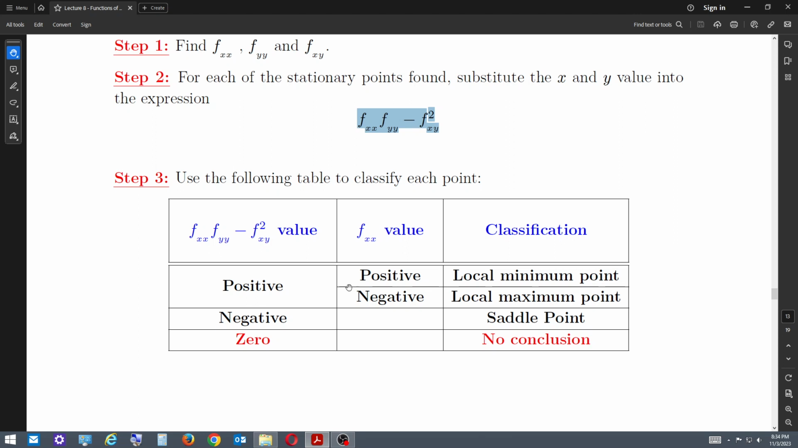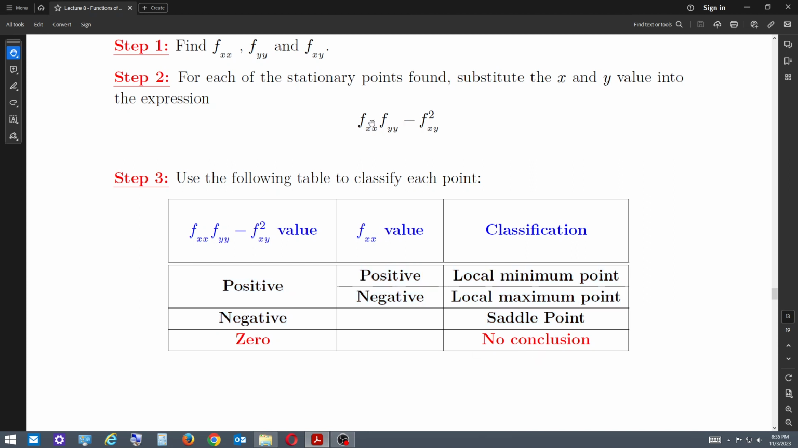So if for whatever reason this value works out to be zero, then this test actually fails and you cannot draw any conclusion from that. All right, now this is not something you're going to actually encounter very often. This is a very rare scenario. And the problems that you will be looking at, it will usually be one of these two things, either positive or negative. But just bear in mind that if it is zero, you cannot draw any conclusion.